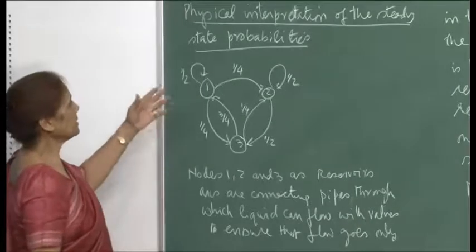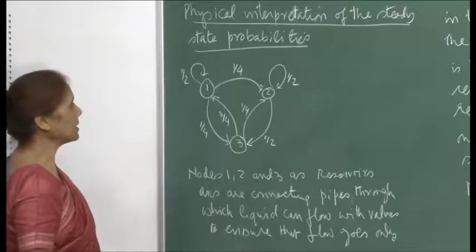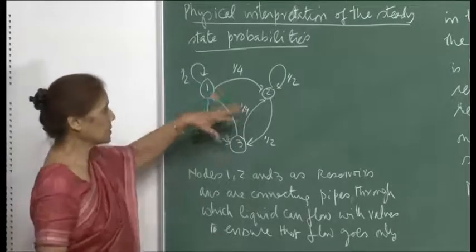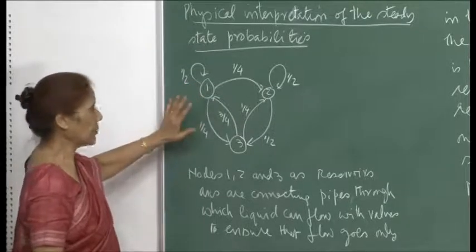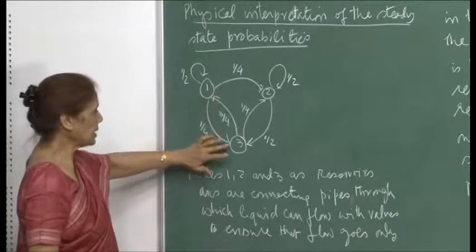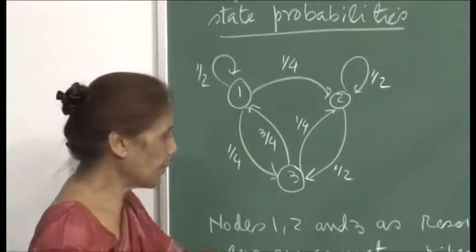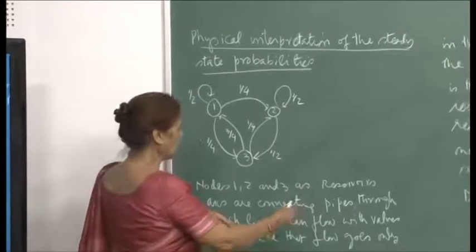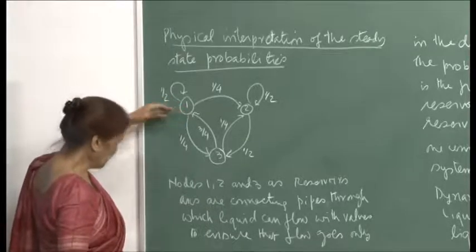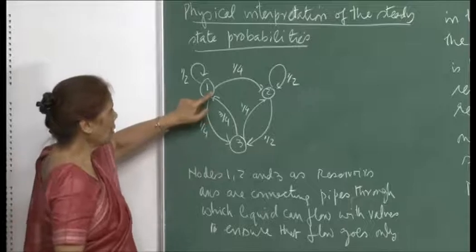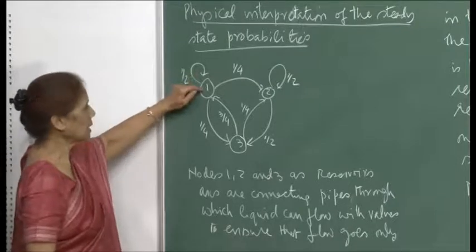So, let us now look at an example I have taken again from Ravindran, Phillips and Solberg: an interesting physical interpretation of state probabilities. What he is saying is that in the job assignment problem, you consider the 3 states as 3 reservoirs. So, node 1, node 2 and node 3 are reservoirs, and the arcs connecting the nodes are the pipes through which liquid can flow, with valves to ensure that flow goes in the direction in which the arrows are. For example, there will be a valve here which will direct the flow from 1 to 3 only, and another valve which will direct the flow from 1 to 2, and then another one which will just direct the flow from 1 to 1. So, this is the idea.